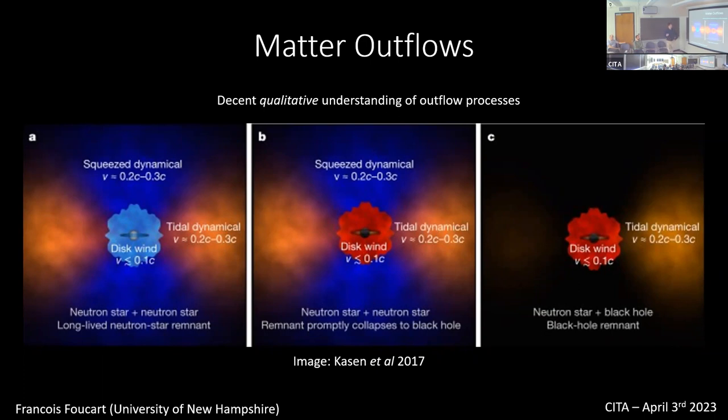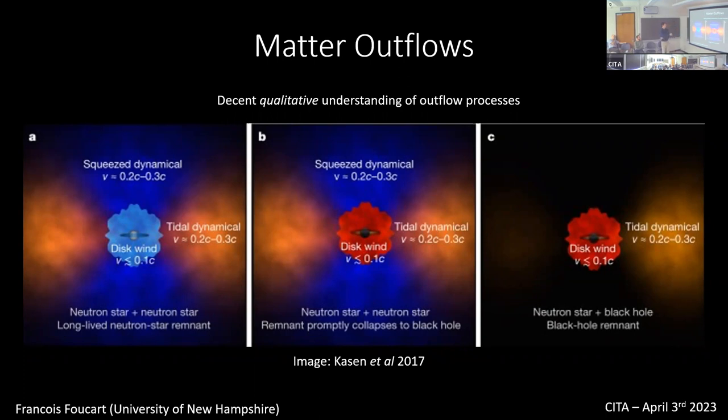The broad message here that I'm going to try to convey is that we have a good qualitative idea of what happens in these mergers and how different types of outflows depend on different parameters of the binary. But with some minor exceptions in the case of black hole neutron star mergers, we have very poor quantitative models for these things at the moment, and we need to actually improve them significantly if we want to get to the point where we can extract information directly from kilonova observations.